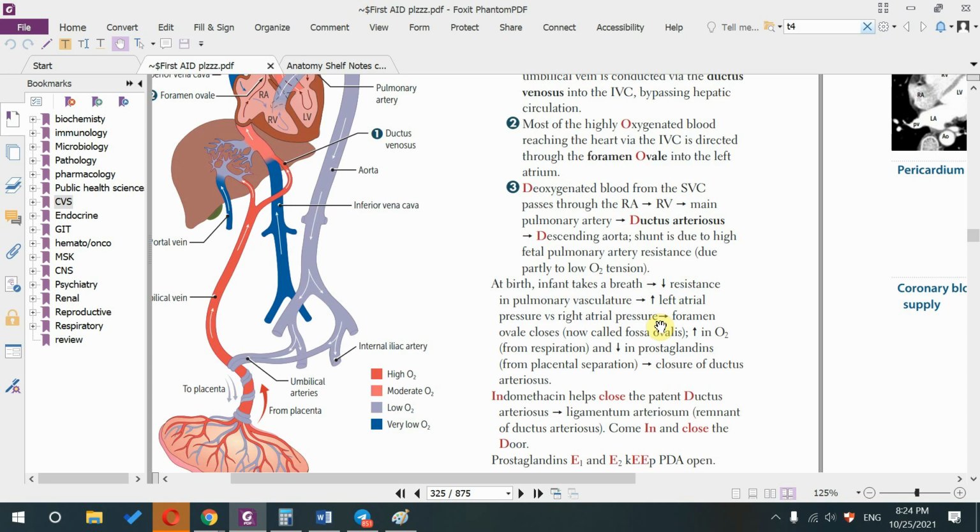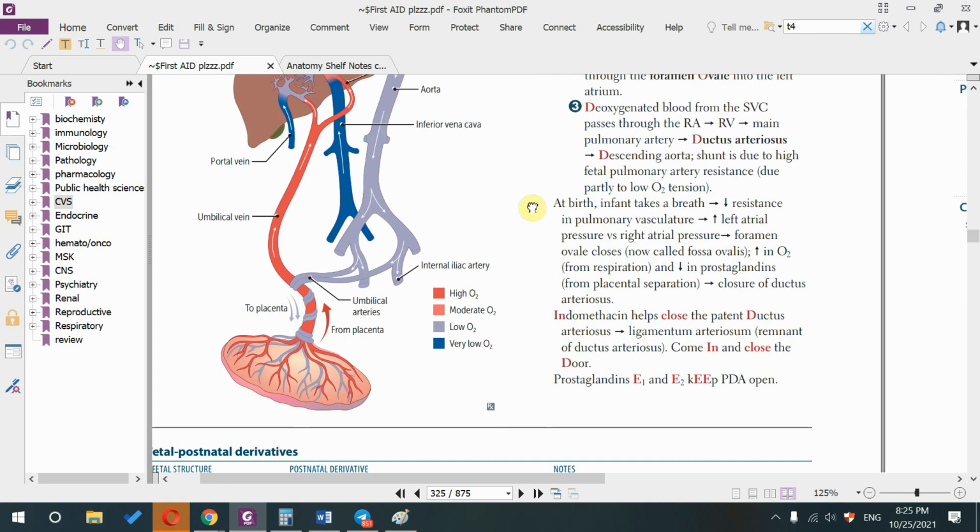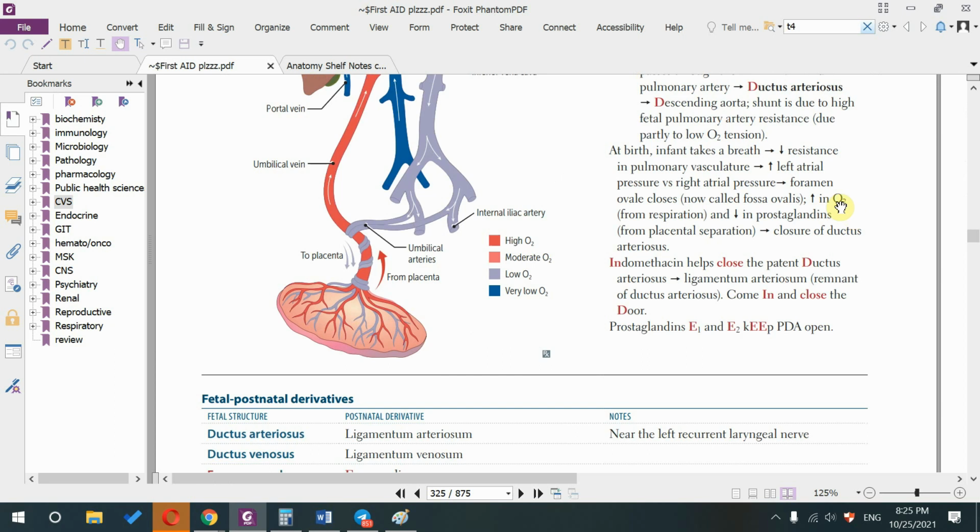Okay, so remember the foramen ovale flap? It will close. It will just shut. So the left atrial pressure versus the right atrial pressure ratio will be increased, so the foramen ovale will close, and now it becomes something called the fossa ovalis, which I showed you in the previous lesson, if you remember, guys. And I told you it's important, the fossa ovalis, actually.